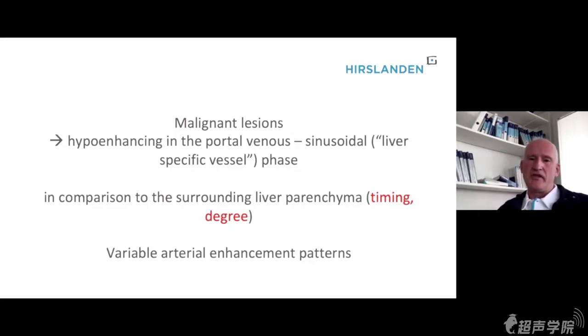The take-home messages are: malignant lesions are hypoenhancing in the portal venous phase and sinusoidal phase. They are liver-specific vessels because liver-foreign tissue, malignant tissue, infiltrated tissue, does not show that liver-specific vascularity, and therefore there's washout hypoenhancement. And the hypoenhancement in comparison to the surrounding liver parenchyma can be judged according to the timing and degree.